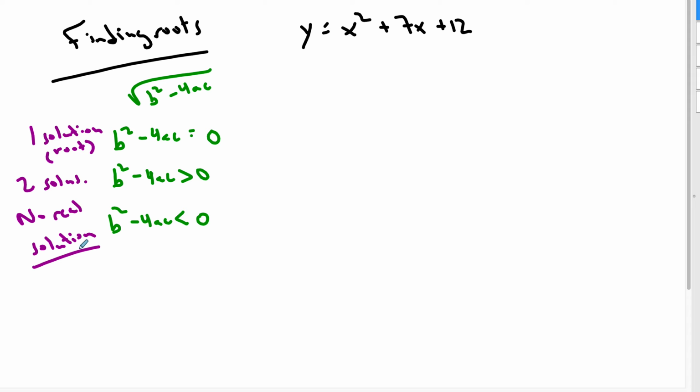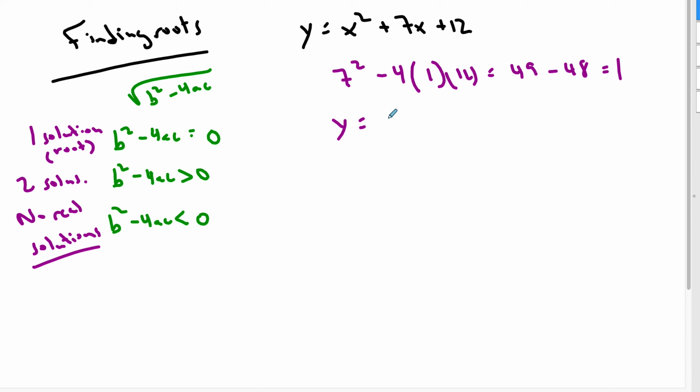If you think carefully, you know that you can take the square root of a negative and get an imaginary number, which means it is possible to find roots that are imaginary or complex numbers, but we're not going to concern ourselves with that quite yet. Now in this case, if I'm looking at the discriminant, 7 squared minus 4 times 1, which is a, times c, which is 12. I know that this is 49. 4 times 1 times 12 is 48. So that's 1, which is greater than 0, so I'm going to have two solutions.